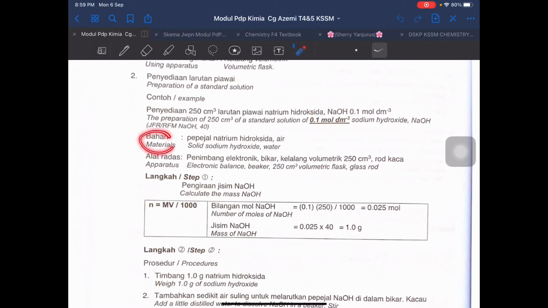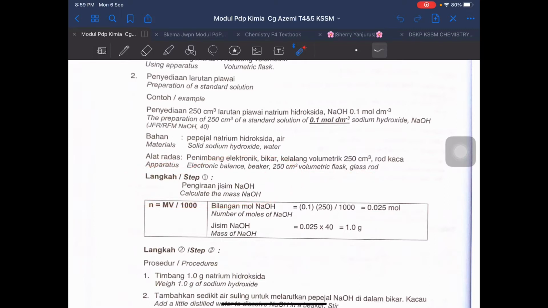Sama juga materials what you need, solid sodium hydroxide. Solid. Sebab kita sekarang belajar macam mana mau sediakan larutan piawai daripada solid. And also distilled water. So apparatus, sama jugalah. Okay, electronic balance, beaker, volumetric flask, glass rod. This is the step number 1.